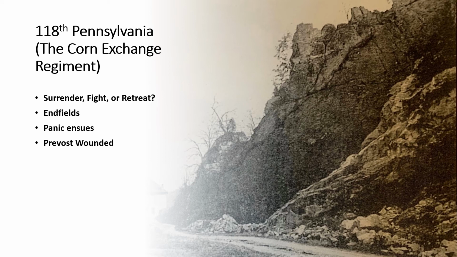The 118th Pennsylvania had a decision to make. Did they surrender? Did they fight? Or did they retreat? Those who chose to fight found that their Enfield rifles did not work. Panic ensued. The men ran to the bluffs and tumbled down the hillside, as you can see here, as the Confederates unleashed volley after volley.